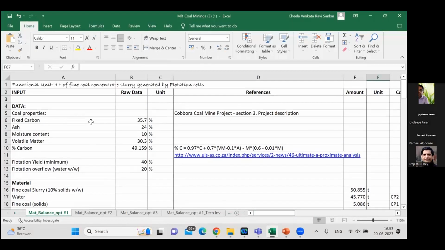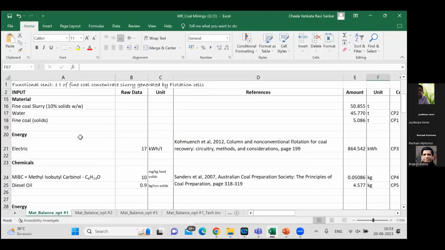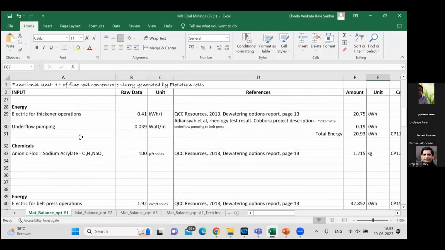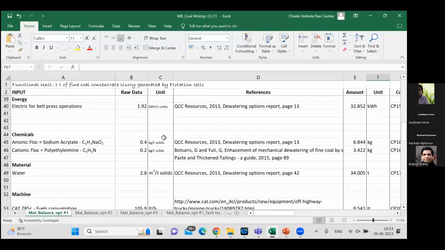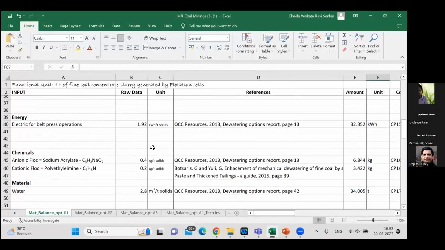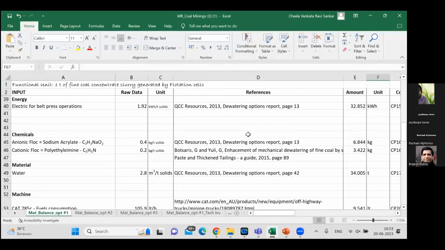Write down what the inputs are: the coal properties, the chemical properties of the coal, obtained by conducting different laboratory experiments. The materials considered, energy, chemicals. Each and every component has been calculated over here. And what is being inputted, we have given a coding number, and see the references for each and every component. This will help us a lot when we are doing our interpretation.